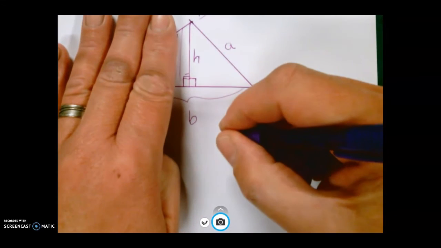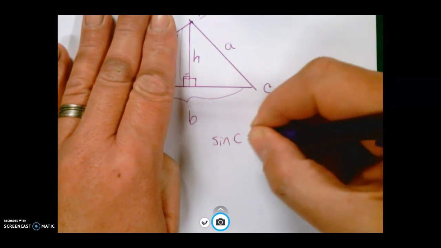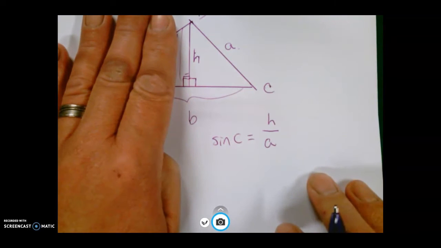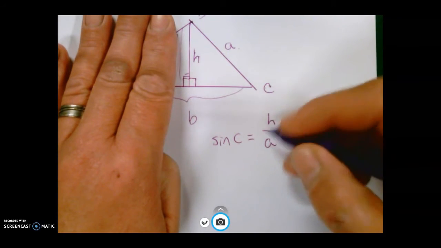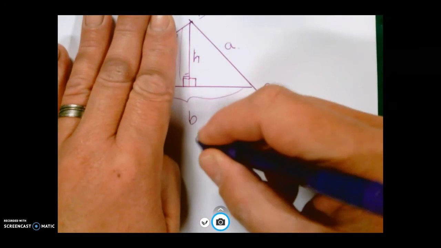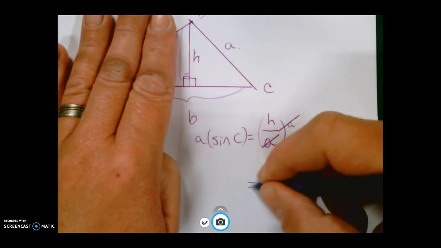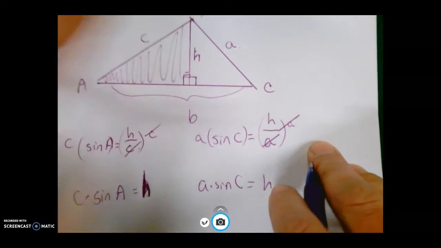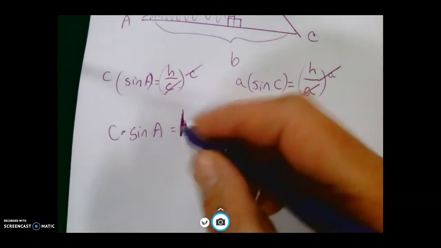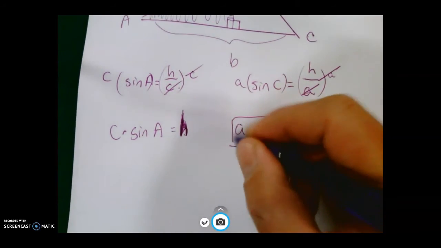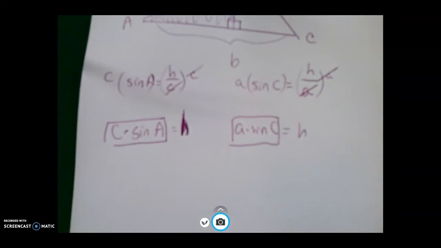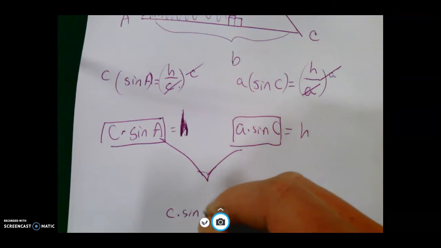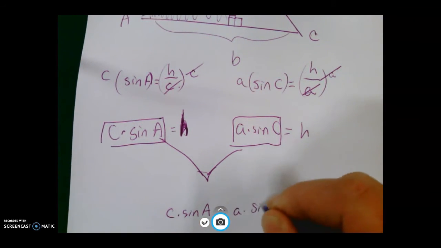If you look at this side here, you could say that the sine of C would be the opposite over the hypotenuse. And if we do the same trick to get H alone, if we multiply by A on both sides, those will cancel. You got A times sine of C. Now, that's the key. Here we go. You say, well, wait a minute. You said H was equal to this, but you also said H was equal to this. Well, if H equals both those things, then these two things must equal each other. C times sine of A must be equal to A times sine of C.